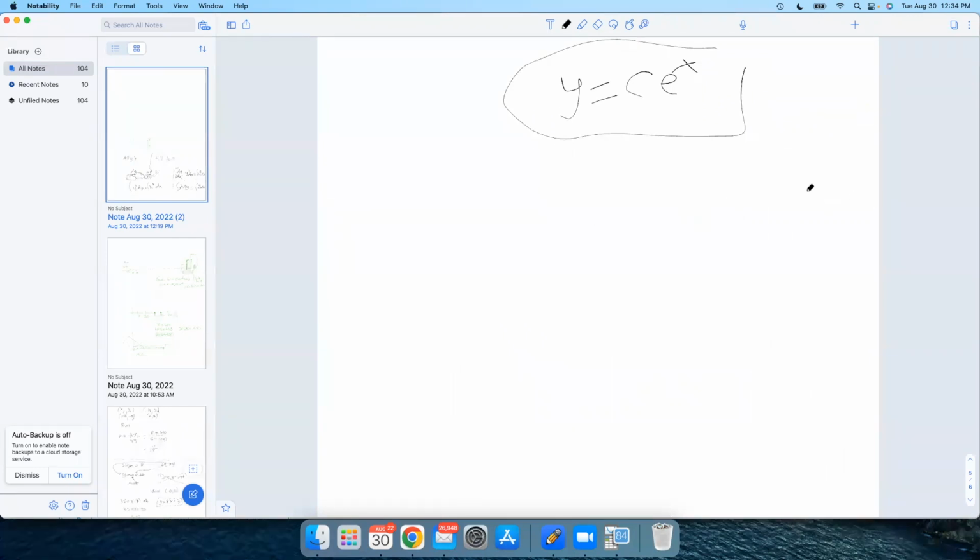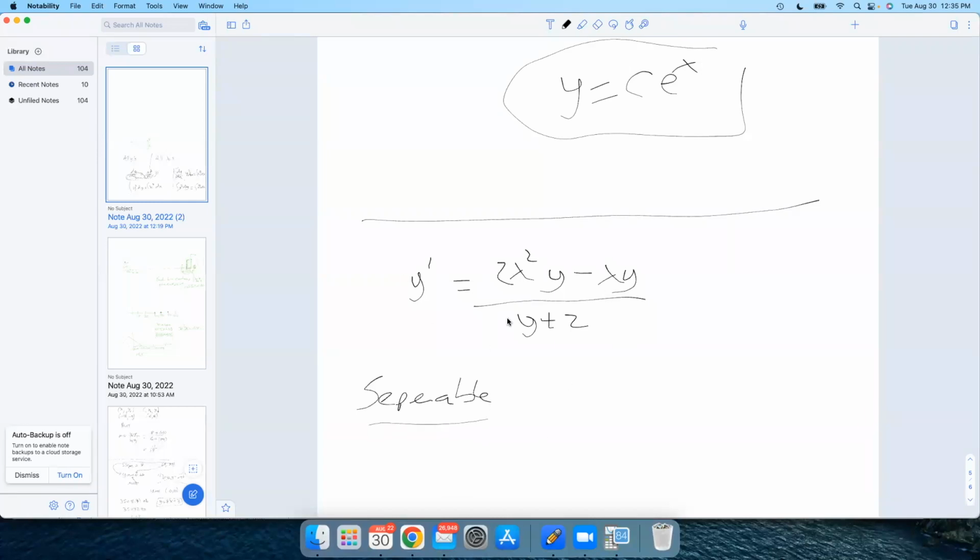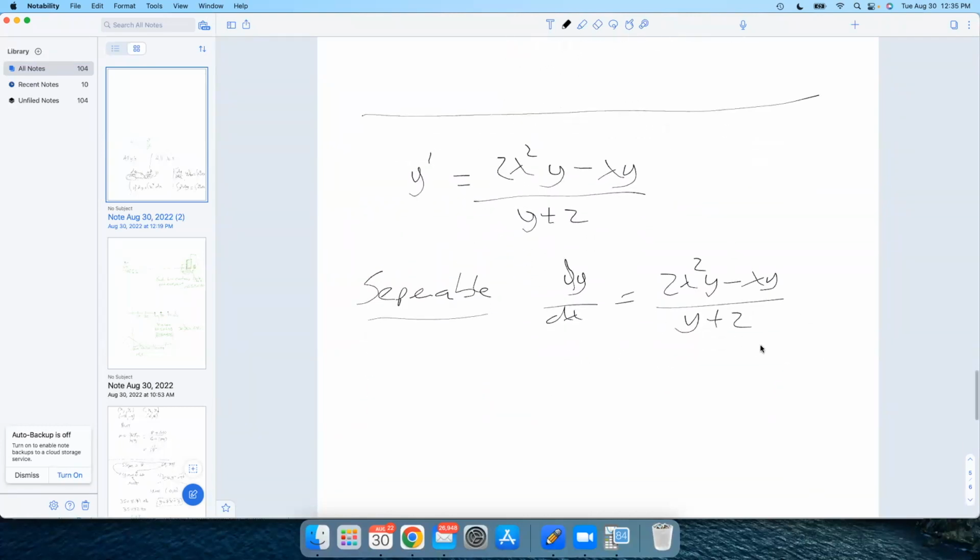Okay, let's do a more complicated separable DE. So let's say we got y prime equals 2x squared y minus xy over y plus 2. Now I'm going to claim this is a separable DE. First, we want to turn that y prime into dy dx. And my goal was to get all the y's on the left side, all the x's on the right.